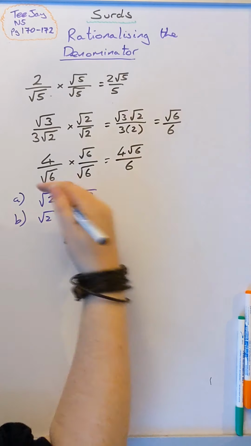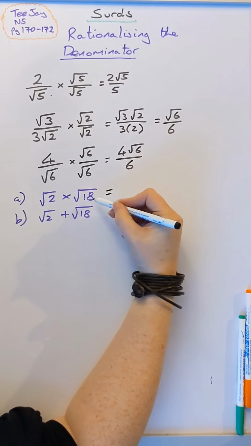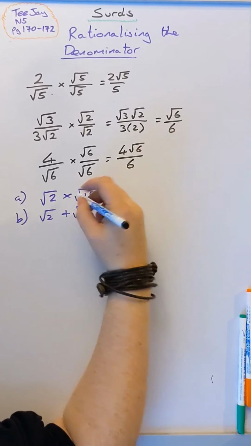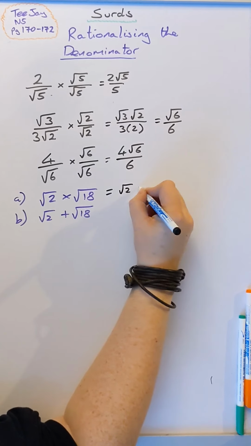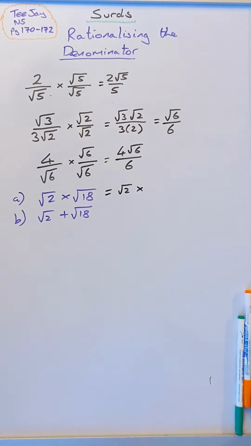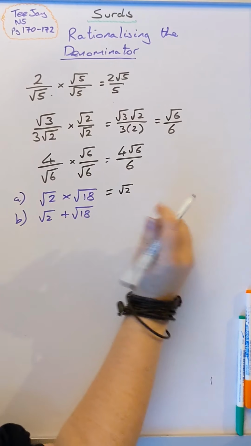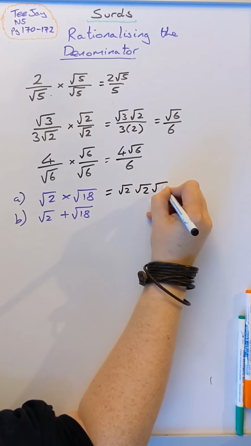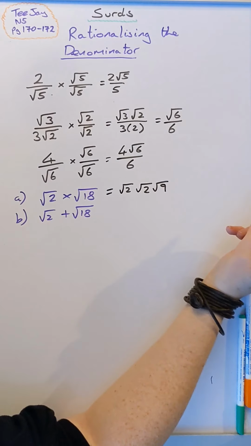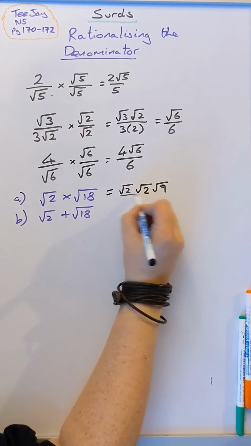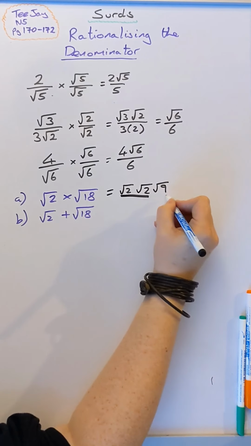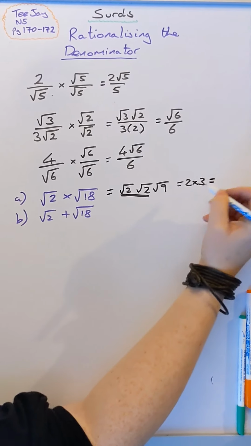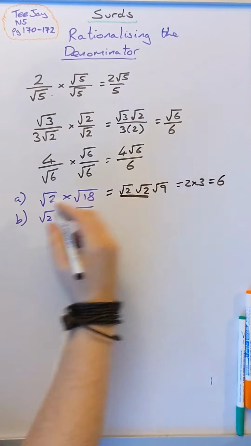So what we have here on the top, 18 is 9 times 2. So we've got root 2 times 2 and 9. So here we've got a pair, so that's 2. Root 9 is 3. So what I've got is 2 times 3. 2 times 3 is 6. That's a nice whole number.